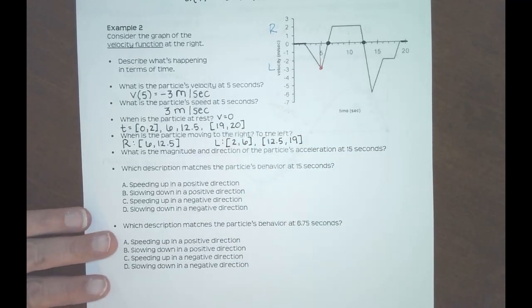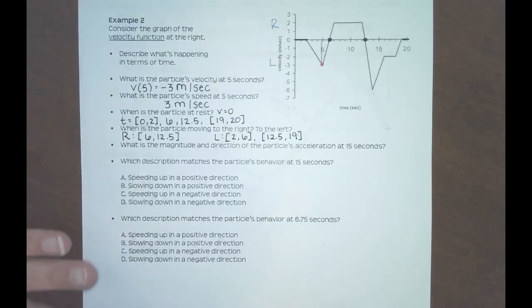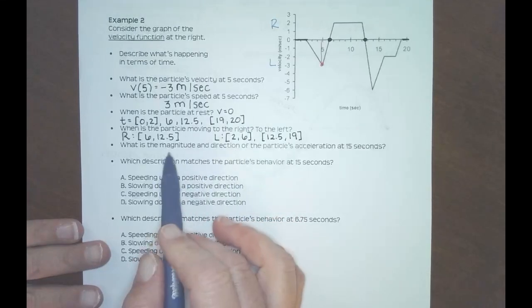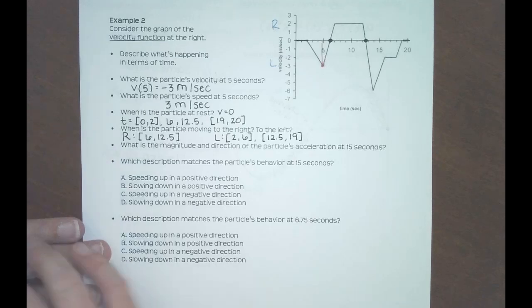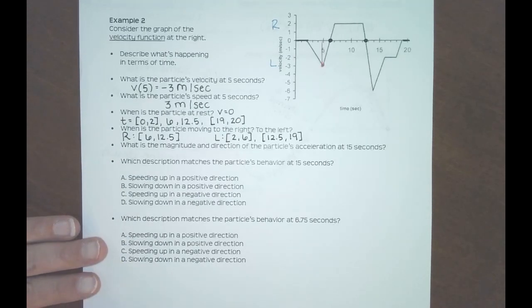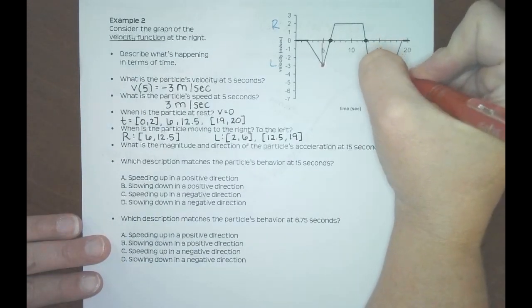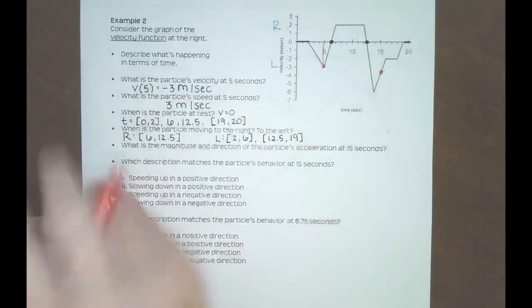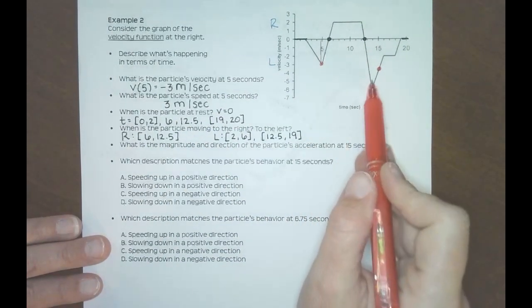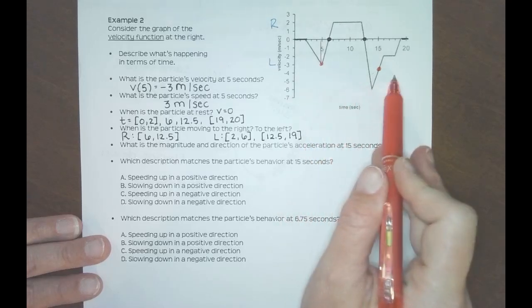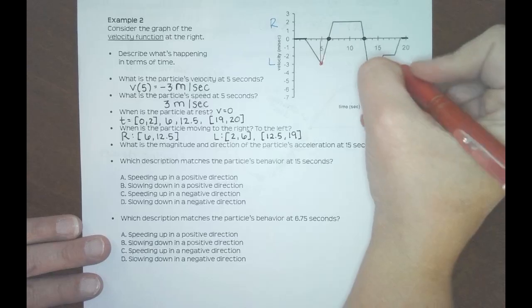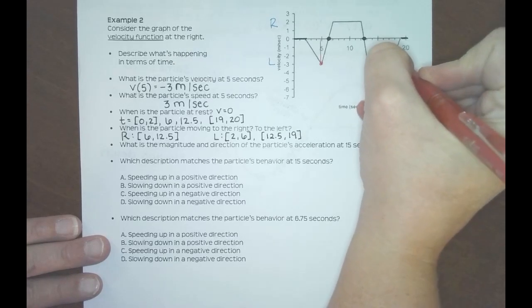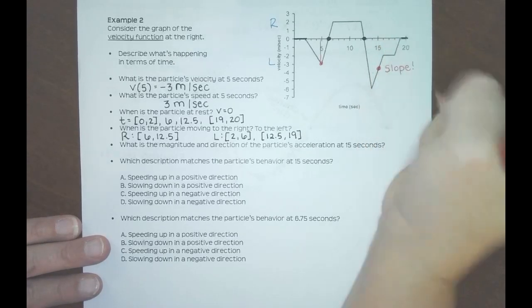Okay, what is the magnitude and direction of the particle's acceleration at 15 seconds? So just so you know, magnitude and direction just means give me a number and give me a positive or negative sign. So essentially, we're just going to find the acceleration at 15 seconds. Okay, so 15 seconds falls somewhere on this little line segment. I don't need the value, right? Because that would be finding the velocity at 15 seconds. The acceleration is going to be the slope, right? So I need to figure out what is the slope of the tangent line right here.